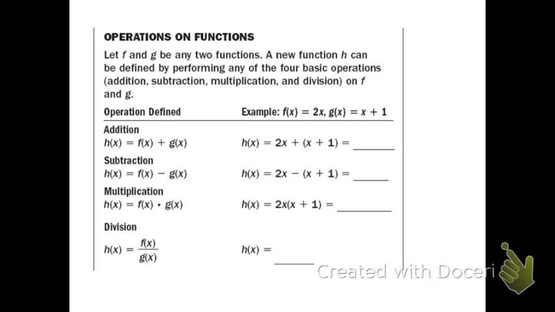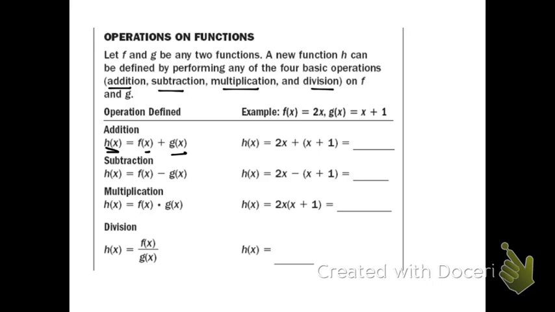Okay, now for the fun part. We're going to do some operations on functions. Here in this chart, we're going to let f and g be any two functions. We can make a new function h defined by performing any of the 4 basic operations, which are addition, subtraction, multiplication, and division, on the functions f and g. So this is kind of the not too hard part if you think about it. The addition operation is saying, okay, we're going to make this new function h based on just adding f of x and g of x.